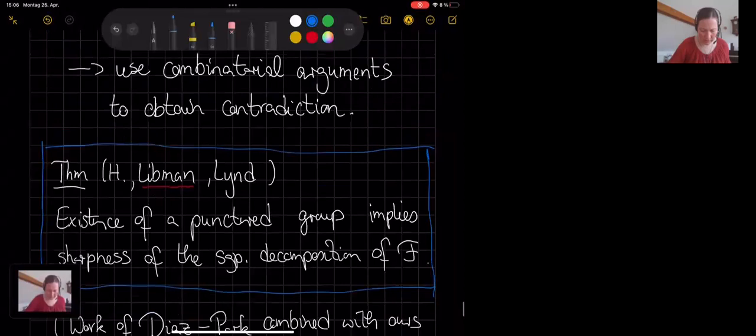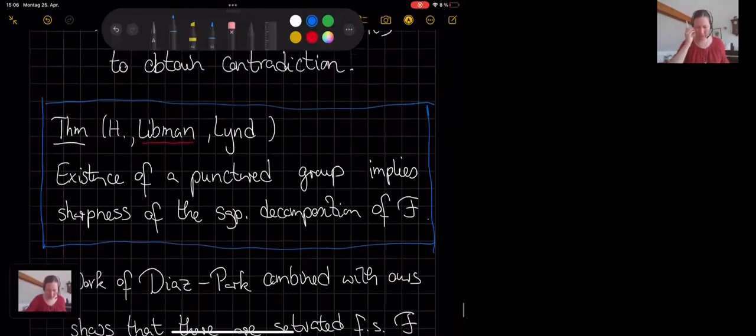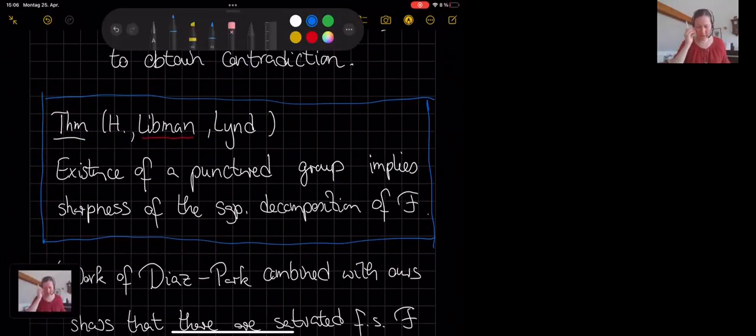Perhaps one thing to say last, very quickly, to give some motivation: we also showed, which means really Assaf Libman showed, that if a punctured group exists, then there's something like sharpness of a subgroup decomposition of F, so some cohomological result. Okay, I think I should stop here. Thank you for your attention.